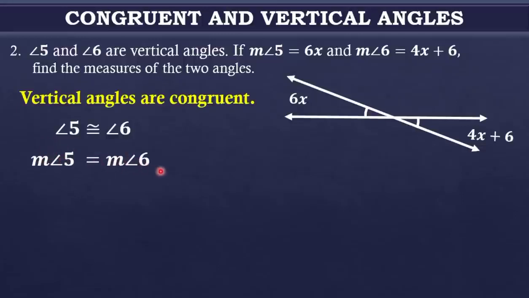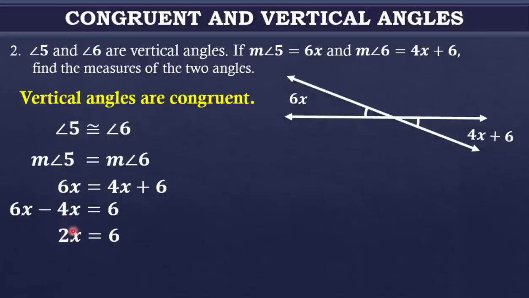Now, so, ibig sabihin, si 6x equal kay 4x plus 6. Based dito sa ating concept that vertical angles are congruent. So, equal si 6x kay 4x plus 6. So, let us solve. 6x, transpose natin ito, minus 4x is equal to 6. So, 6x minus 4x, that is 2x. So, 2x is equal to 6. So, divide both sides by 2. So, x is equal to 3.